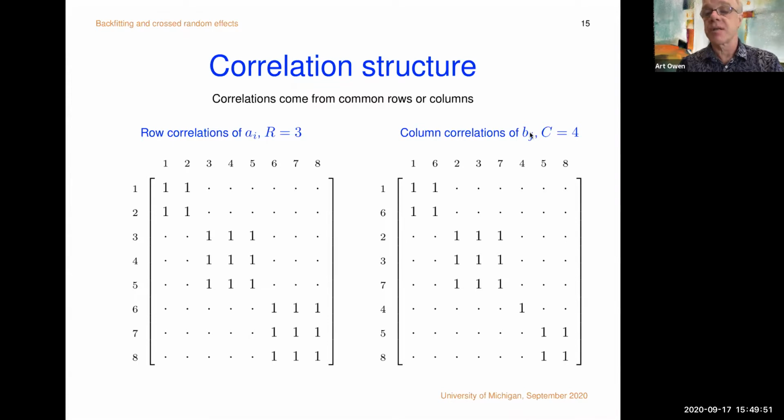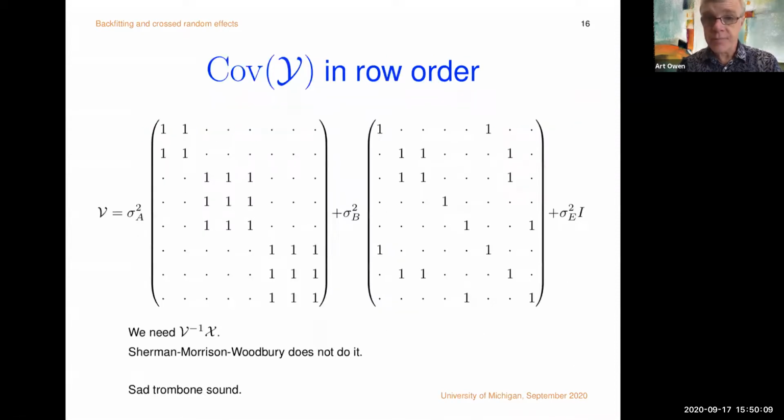Now let's look at the column correlations. Observations 1 and 6 are in the same column. 2, 3, and 7 are in a column. 4 is all by itself. 5 and 8 are in a column together. So this is a block diagonal correlation matrix for the column effects in a different order. Let's put everything in row order. Now our covariance matrix is sigma A squared times the block diagonal plus sigma B squared times the scrambled up block diagonal plus sigma E squared times the identity.